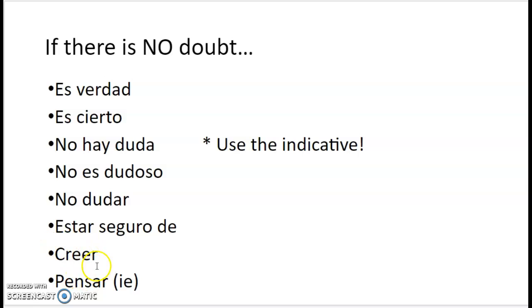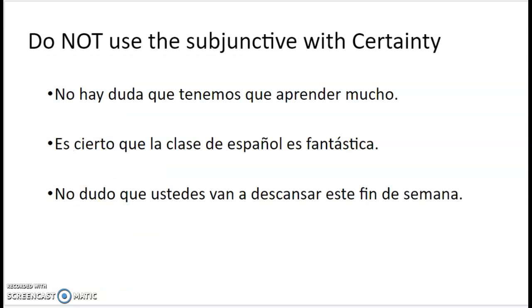So we saw that example with creer on the last slide, but let's go look at some more example sentences. So here we're using the indicative after the que because these sentences express certainty. No hay duda que tenemos que aprender mucho. So there's no doubt that we have to learn a lot. That is stating a fact. Es cierto que la clase de español es fantástica. It is certain, it is true that Spanish class is fantastic. And no dudo que ustedes van a descansar este fin de semana. I do not doubt that you all will rest this weekend.